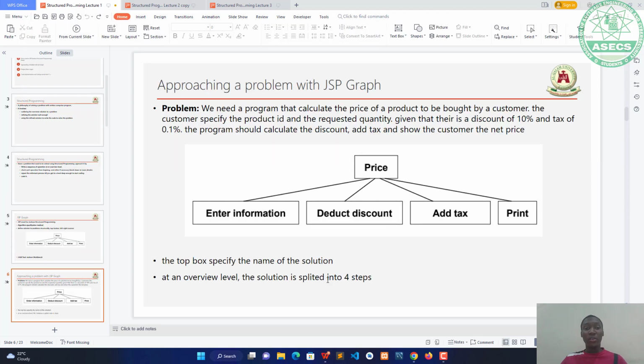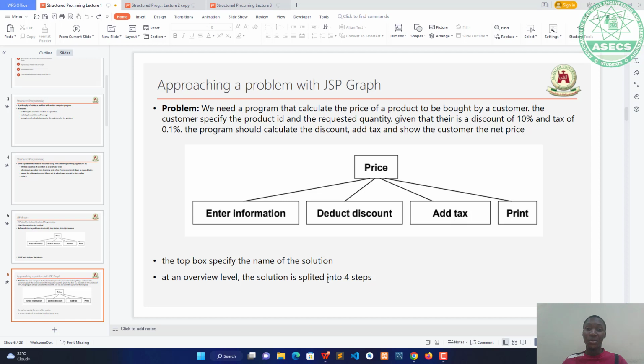All right, now we are in a new slide which is talking about approaching a problem with JSP graph. How we can approach and solve problems using JSP graph. So the problem abin da yake magana shine we need a program that calculates the price of a product to be bought by a customer. The customer specifies the product ID, customer shi zai specify wannan product ID din nan and the requested quantity wato guda nawa yake so ya siya, quantity din kenan. Given that there is a discount of 10% and a tax of 0.1%, the program should calculate the discount.